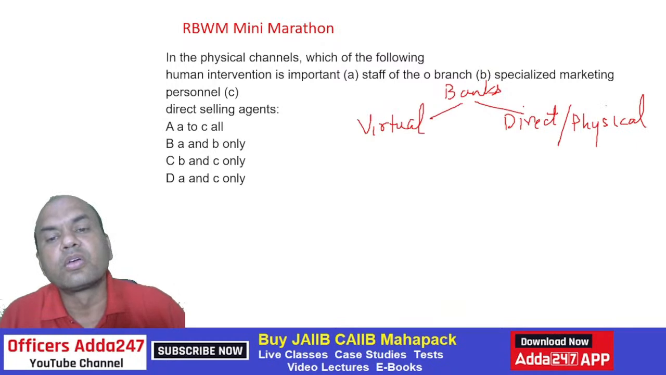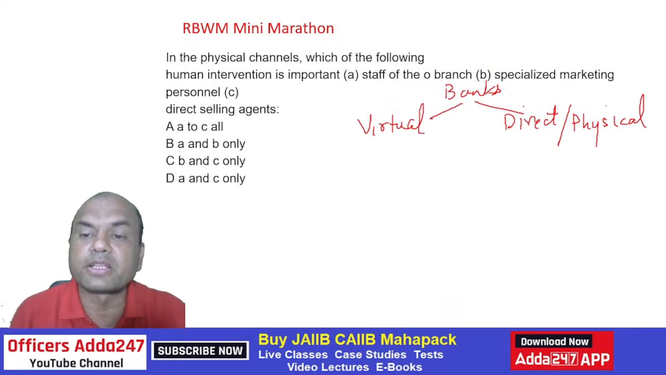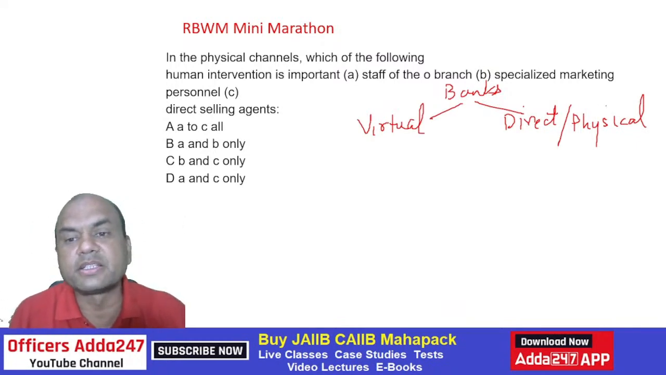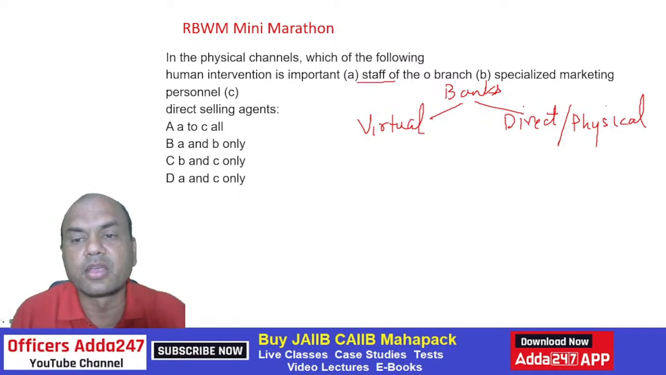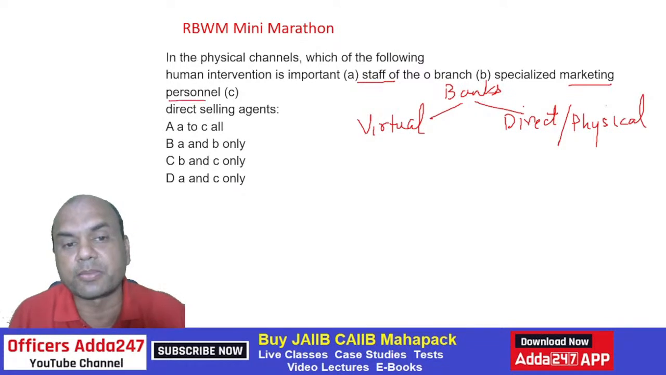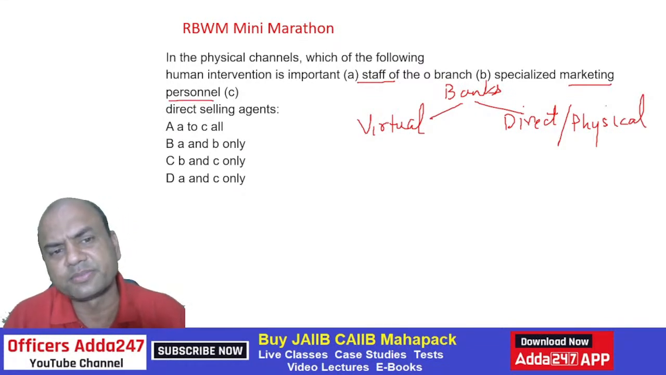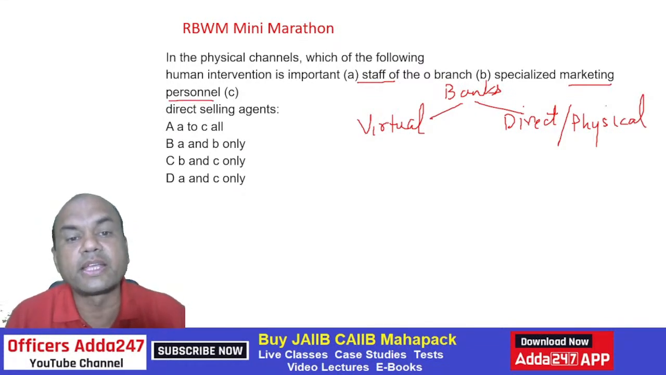So in the physical channel, what happens? All the human beings deal in it. It means the staff of the branch, then specialized marketing personnel, that is, a marketing officer appointed in a branch nowadays, or a DSA.